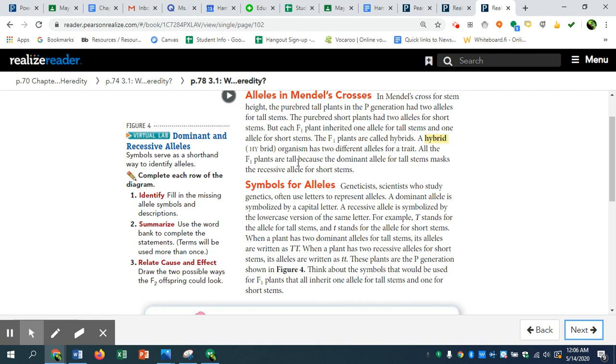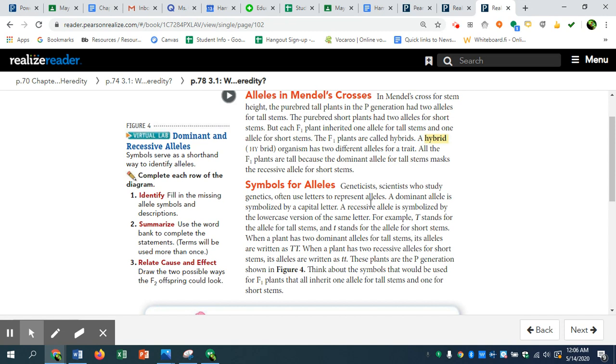A purebred would be one that only carries the tall gene or only carries the short gene. It doesn't have a combination of the two. Scientists who study genetics are called geneticists, and they use letters to represent these alleles.